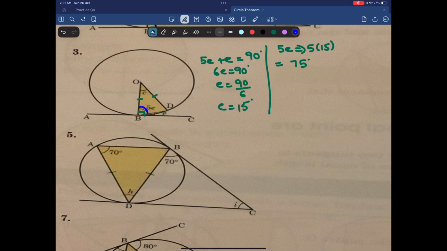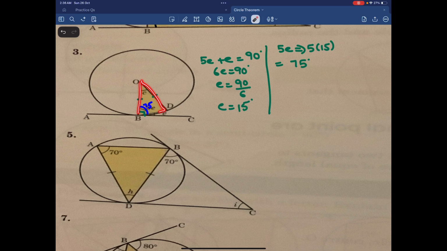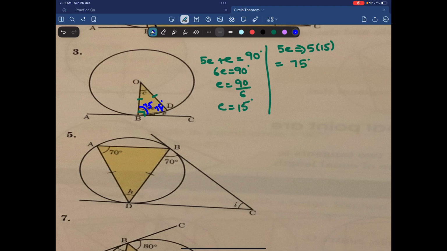So this is 75 degrees, and since OBD is an isosceles triangle, this is also going to be 75 degrees. Because we know that the sum of interior angles of a triangle is 180, so 75 plus 75 plus c should be equal to 180 degrees. So c is equal to 180 degrees minus 150 degrees. So c is going to be 30 degrees.